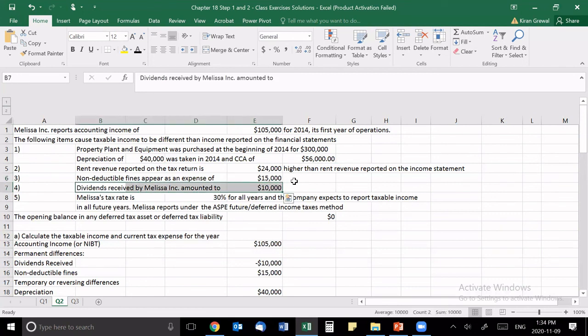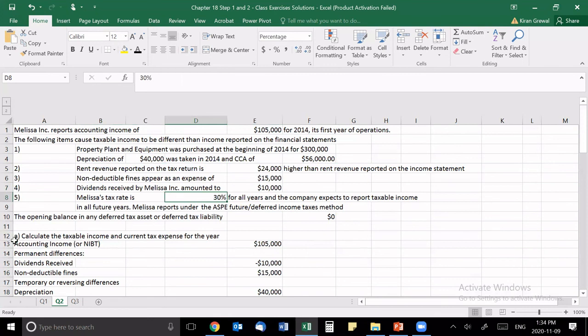Dividends received by Melissa Inc. amounted to $10,000. Okay, so we're going to assume that these are dividends from a Canadian corporation. This was recorded in investment income for accounting purposes, but it's not allowed to be recorded for tax purposes. So we have to take that out. We have to deduct it. Okay? And the tax rate is 30%.